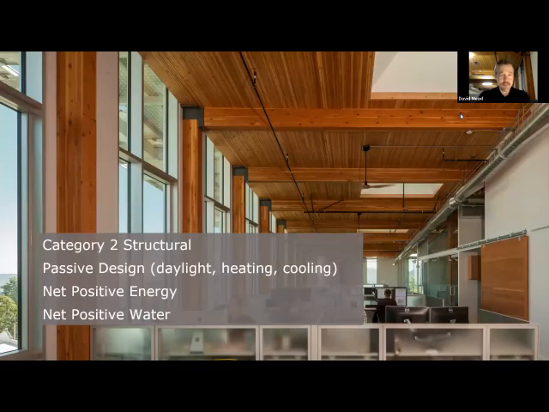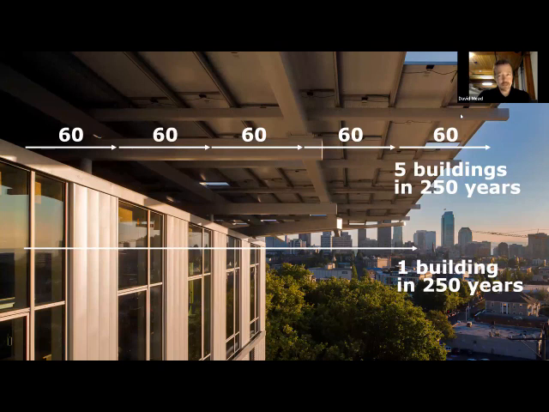So this one has this category 2 structural performance. It has passive design, daylight, heat, cooling, net positive energy, net zero, net positive water. I imagine most people on the call have probably at least heard of it. But one of the things is, if you look at a typical LCA, if you were to assume a 60-year lifespan, that means in 250 years on the site, as a society, we'd be building 5 buildings, which is a pretty strange assumption to start with if we're trying to solve the climate crisis. We don't have the emissions to spare when you look out that far.